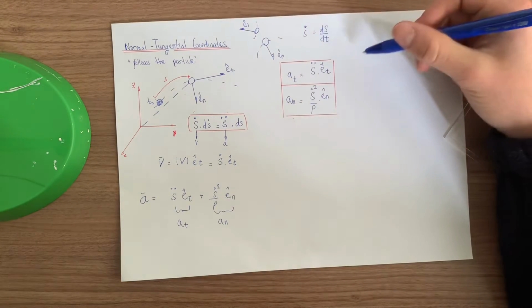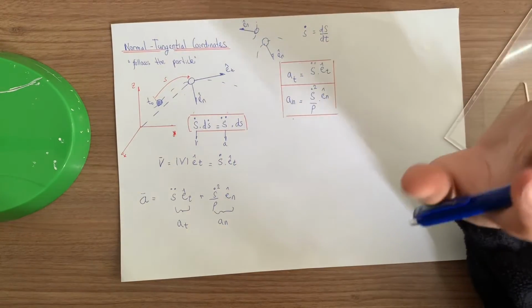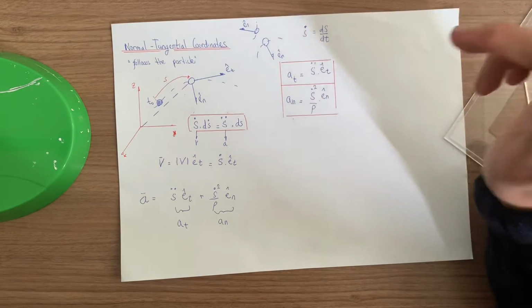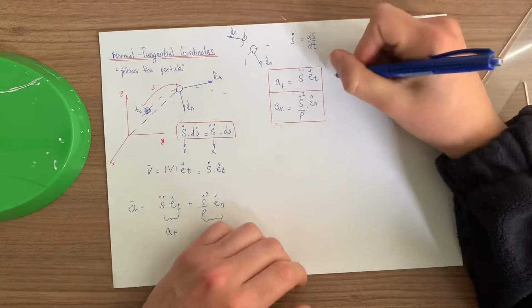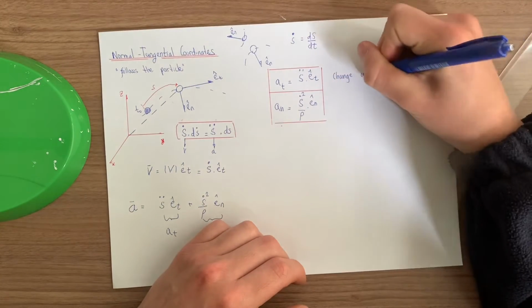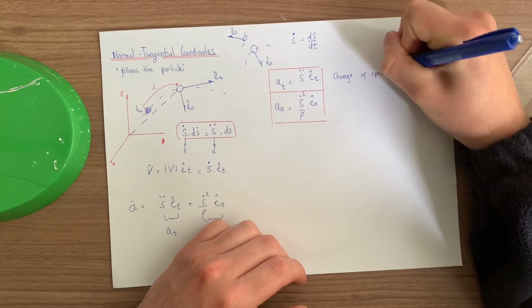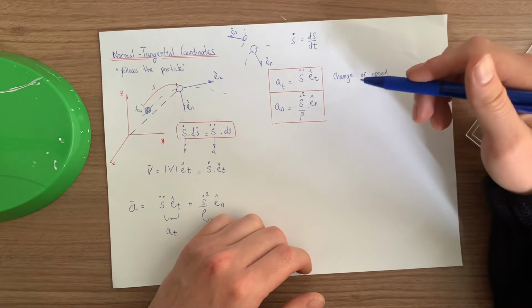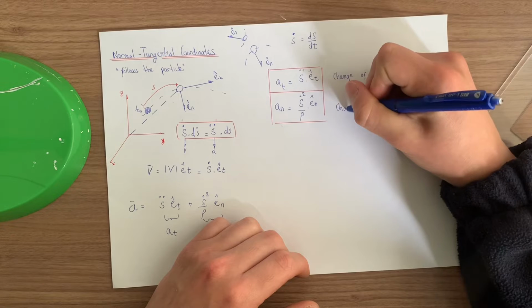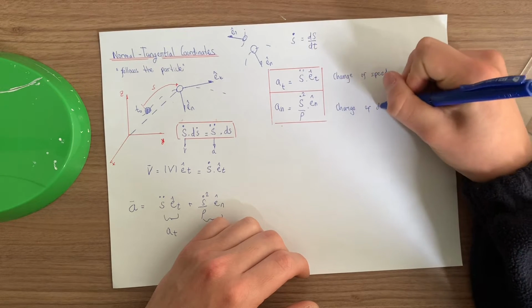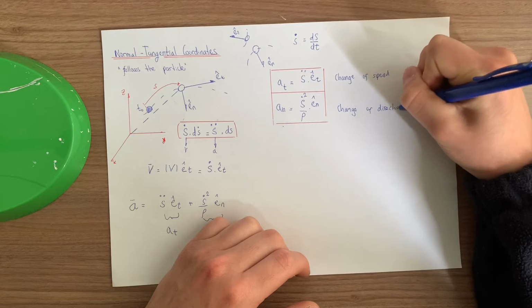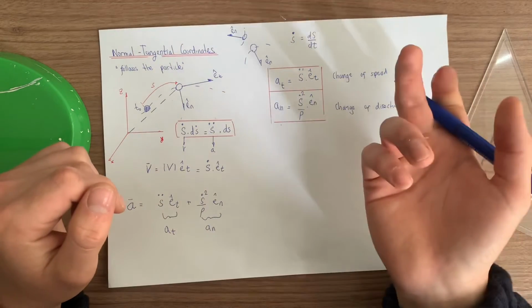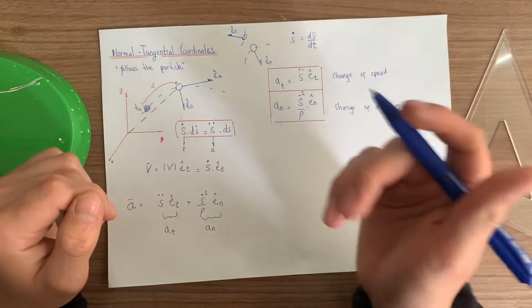And there is also a theoretical important fact here. The tangential acceleration is absolutely responsible for the change of speed, right? Change of speed. And normal acceleration is responsible for the change of direction. So if you have, for example, a linear trajectory, just know that you won't have a normal acceleration, right? Because the direction is the same.